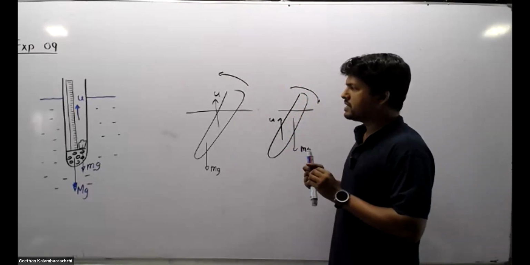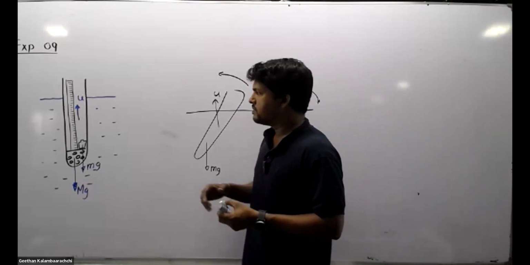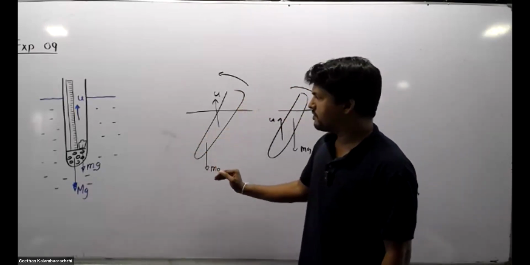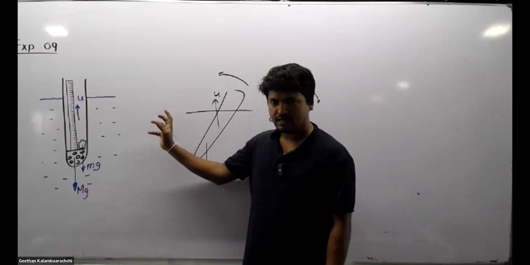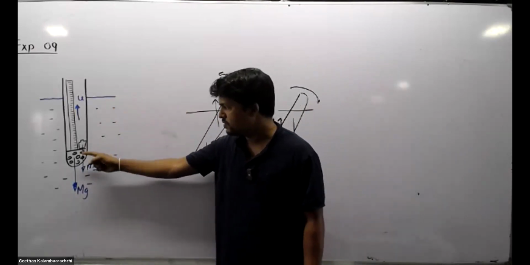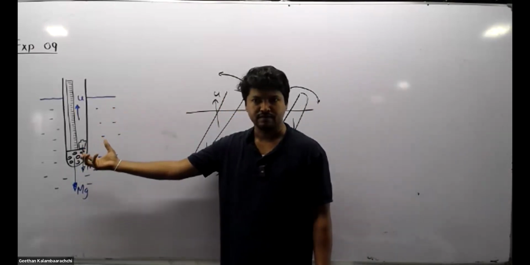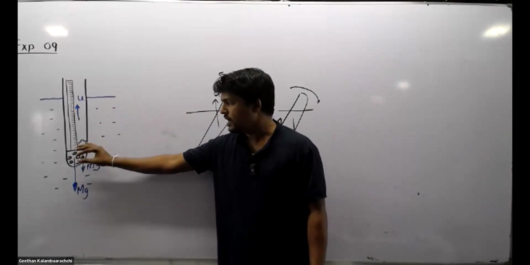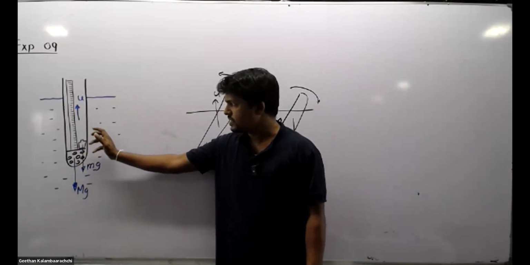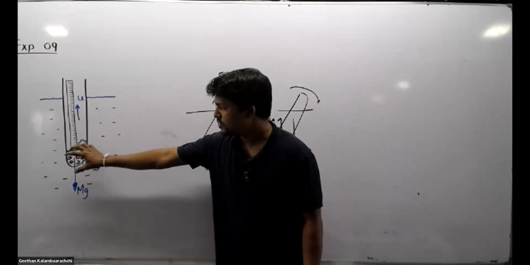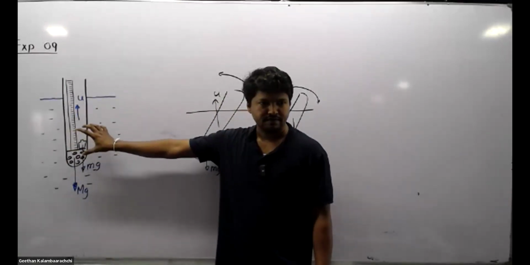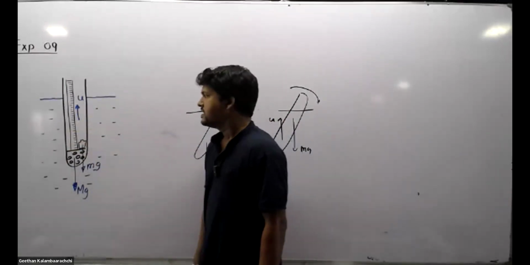So in order to keep it in stable equilibrium, you have to always keep the center of mass below the center of buoyancy. So to get the center of mass below, you put lead shots. Lead shots are heavier. Since the lead shots are going to move here and there, the levels might change. So you are going to fix them using wax.